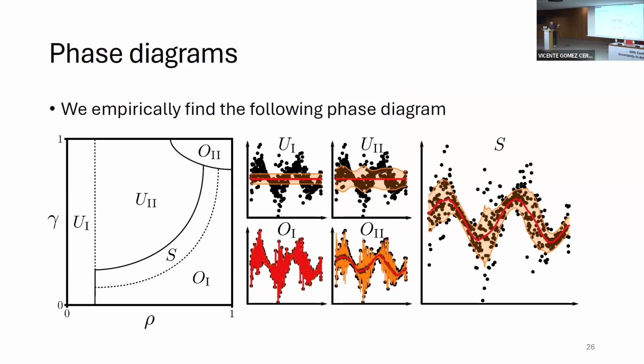And this is what we empirically found to be the phase diagram for heteroscedastic regression models. We have gamma again on the y-axis, and then we have rho on the x-axis. And what we're seeing in the middle and the right plots are representative fits coming from these different regions.